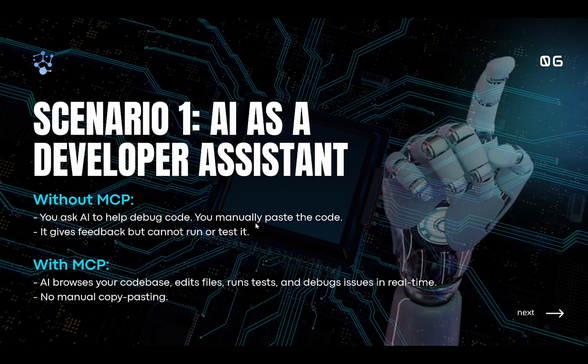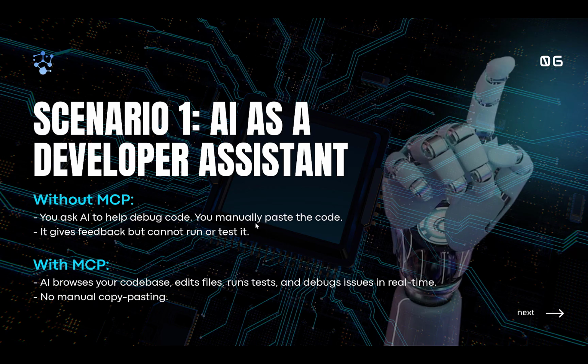And what you will be doing is manually pasting the code and asking ChatGPT to fix that code. So it gives the feedback, it can update the code, but it cannot run or test that code. So the execution part is missing here. But with MCP, what happens is that AI browses your code base, edits files, runs tests, and debugs issues in real time. So there's no manual copy pasting when you're working as a developer, right? So hope you understand the difference when you are using MCP and when you're not using MCP with the AI.